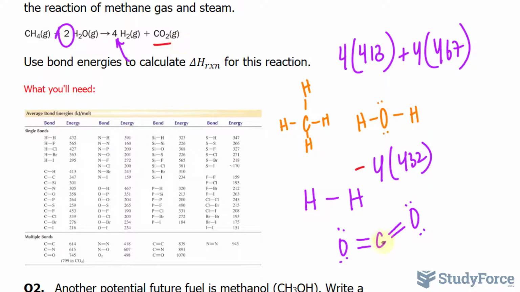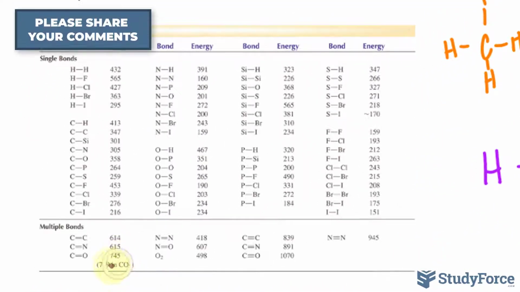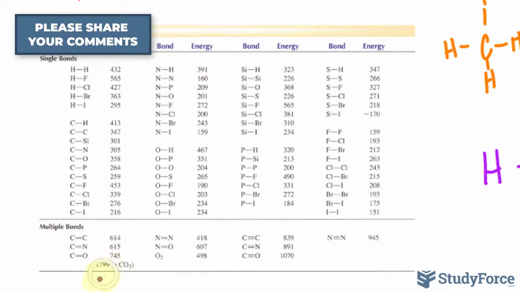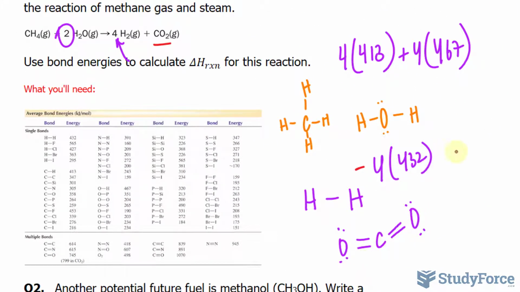We'll do the same thing for carbon dioxide. We have C and O. Looking at our chart, that's 745, except over here it makes a note saying that it's 799 in CO2. So we have 799 times 2. We have 1 here, and that 2 will be negated. We will combine these 2 numbers, and once we find the difference between these 2, we'll combine them with the sum of these. Let's go ahead and do that.